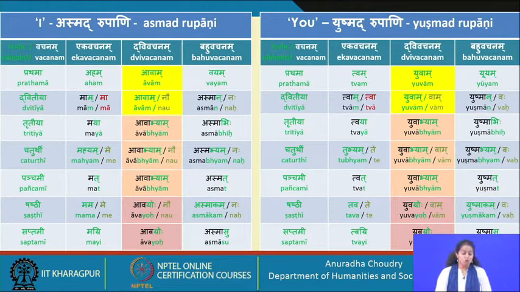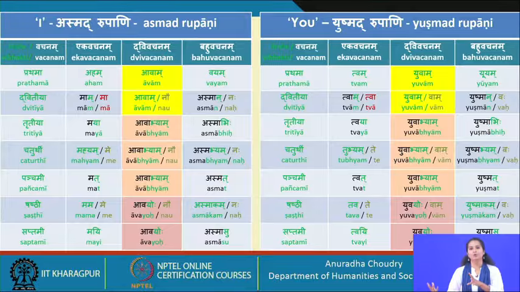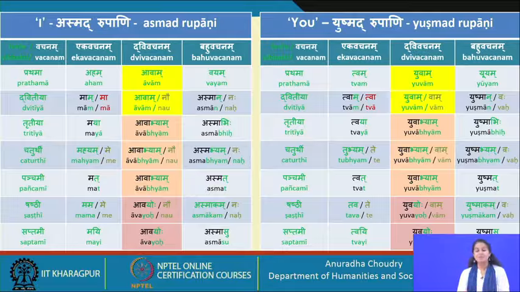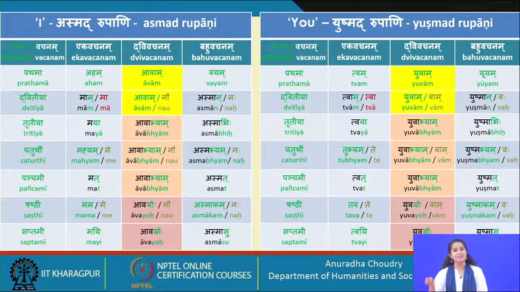Now for the you, so just one thing before we move on is that here you notice that the us is like the English us for the plural. So asman, asmabhi, asmabhyam, us. Now, interesting, for the you we will find a similar thing for the dual and the plural. But before that, let's do the singular together.